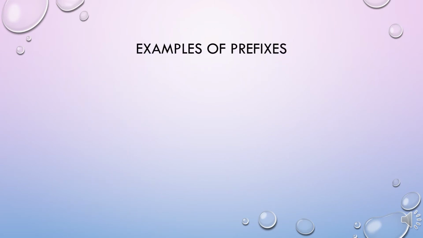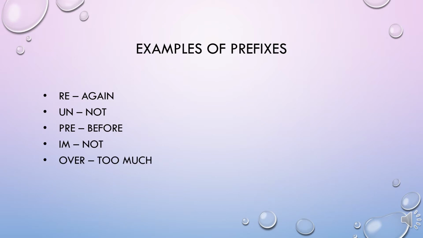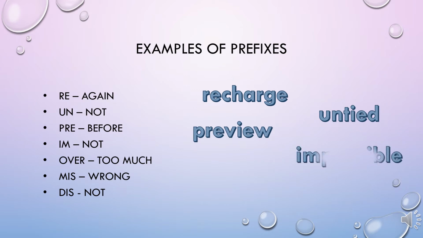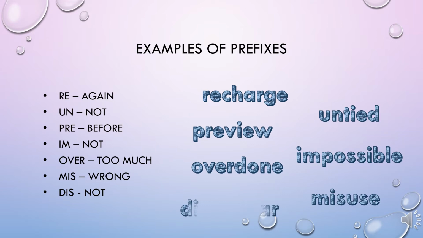Examples of prefixes. Re, which means again. Un means not. Pre means before. Im means not. Over means too much. Mis means wrong. And dis means not. Some words that have these prefixes: recharge, untied, preview, impossible, overdone, misuse, and disappear.